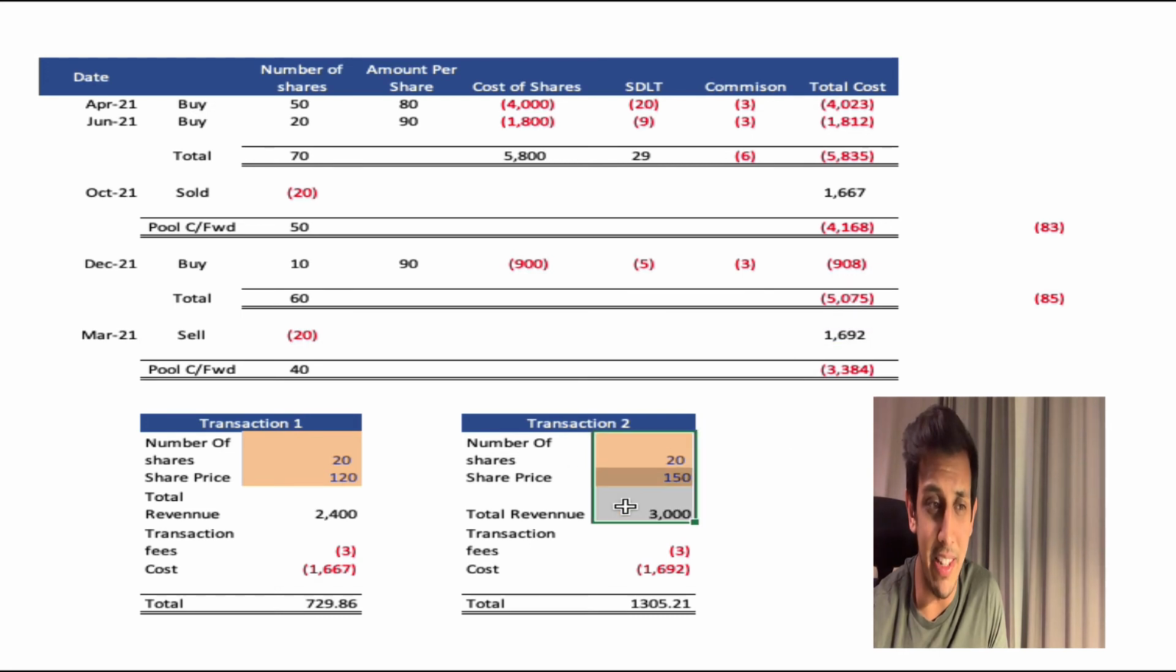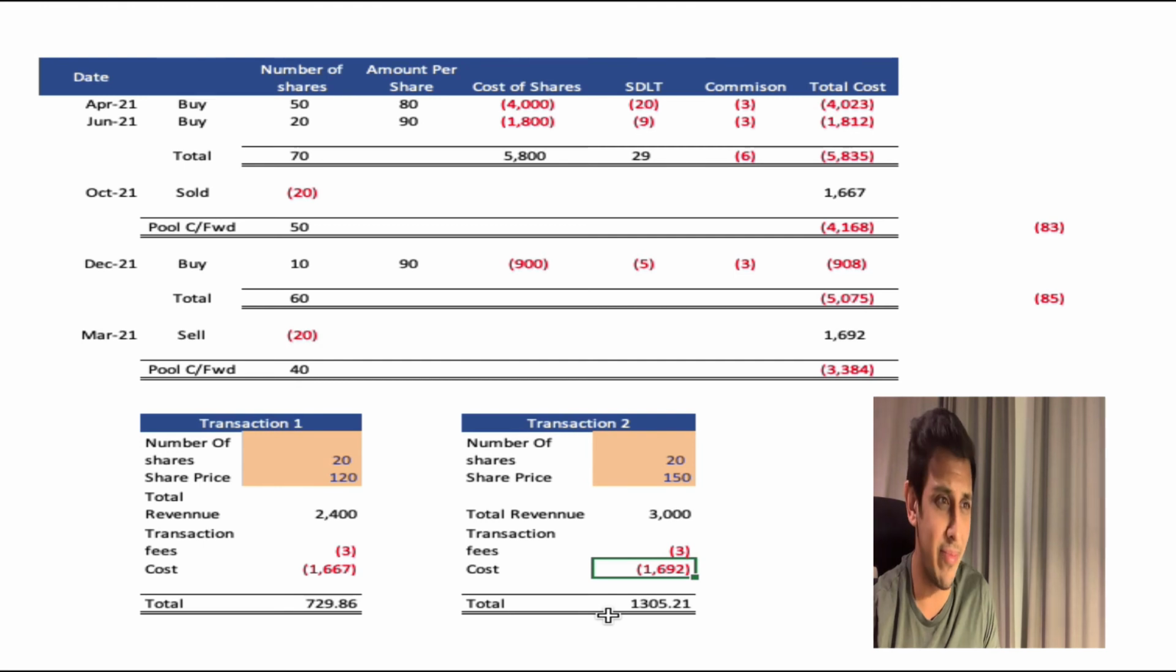Now, if we plug that into the formula here, again selling 20 shares at a share price of 150, our total revenue is 3,000. And again, transaction fees by the broker for just selling the shares is £3, and then our cost is the 1,692 up here. So our total chargeable gain is 1,305.21. So I hope that makes sense to you guys, and I think it's just as simple as that. So let's go back.